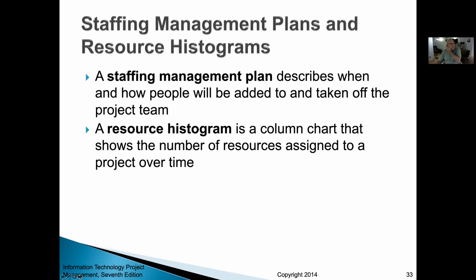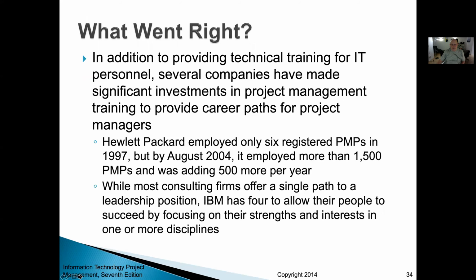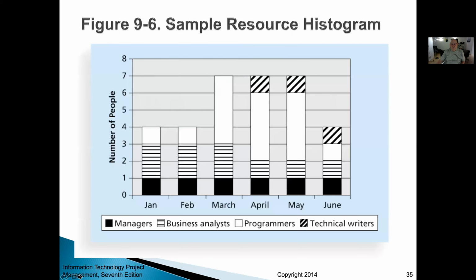What is a staffing management plan? A staffing management plan describes when and how people will be added to and taken off of the project team. A resource histogram is a column chart that shows the number of resources assigned to a project over time. Example of resource histogram.